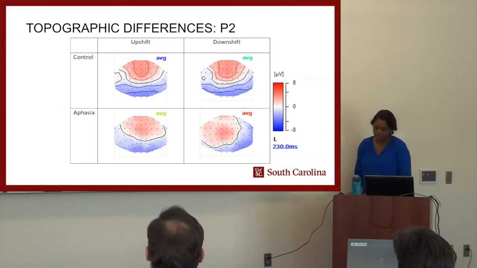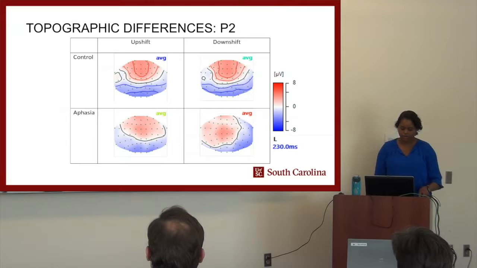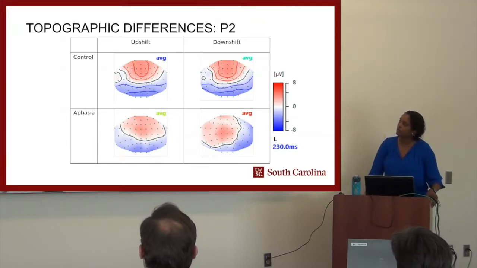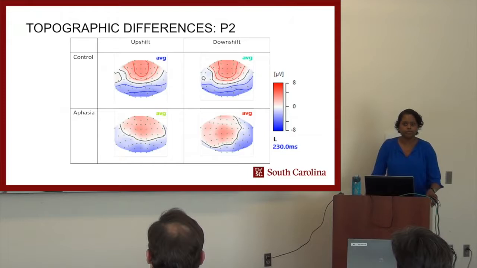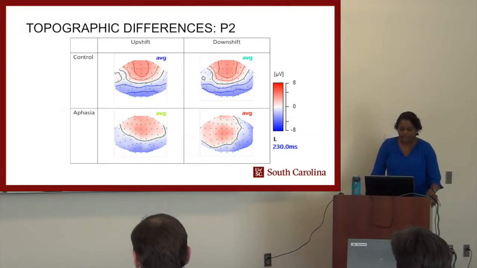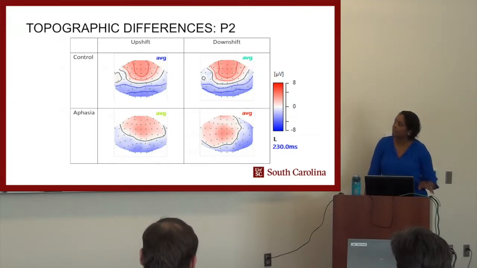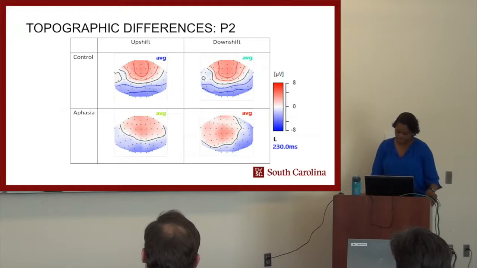In terms of the P2 time period, this is from 230 milliseconds, and we see that same sort of distribution in the controls, that bilateral sort of even distribution, whereas in aphasia, again, it's diminished. And then for the downshift, we see that activity occurring mostly in the left hemisphere and frontal as well as posterior regions.